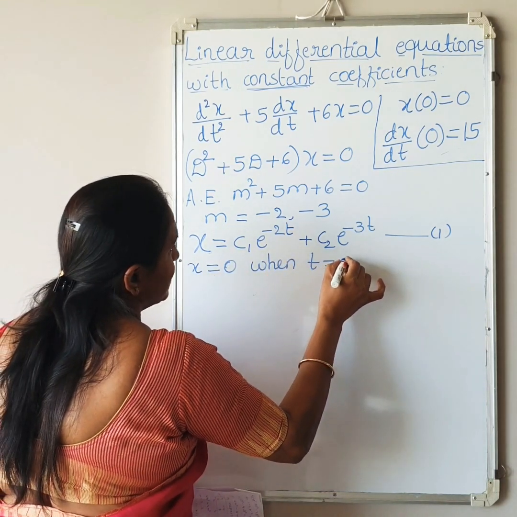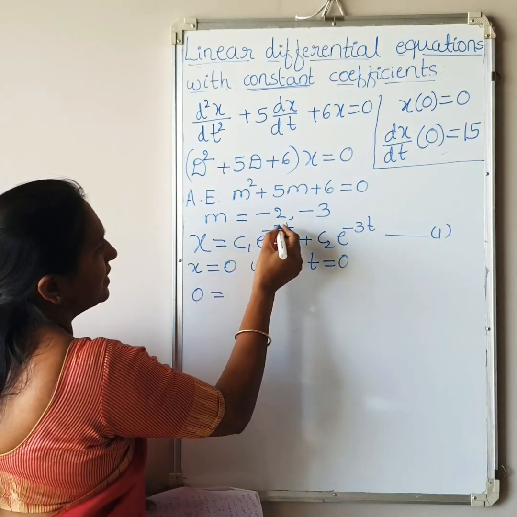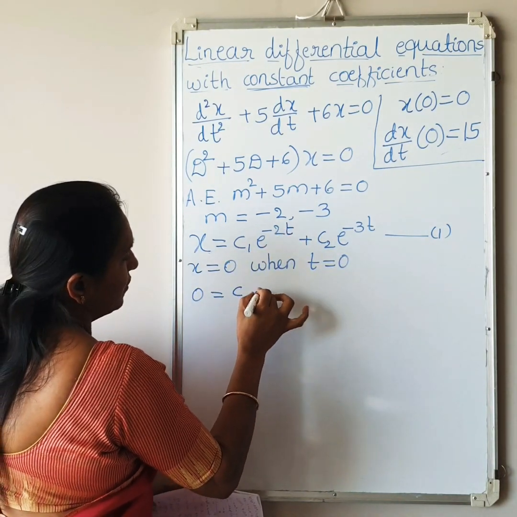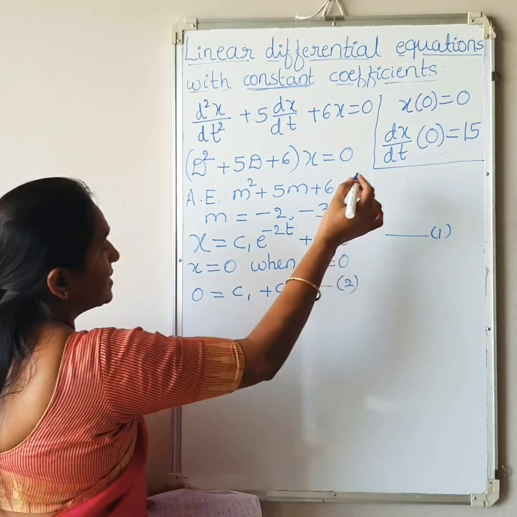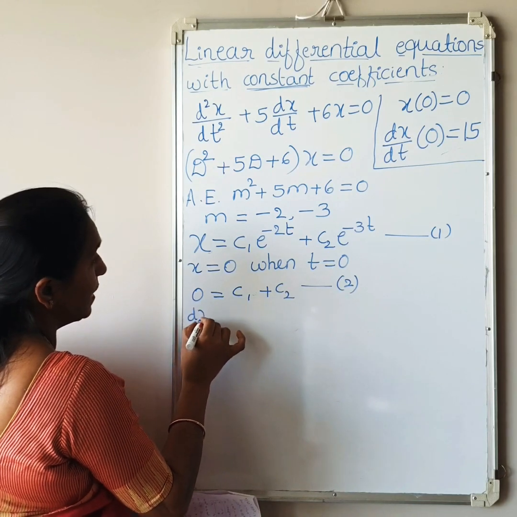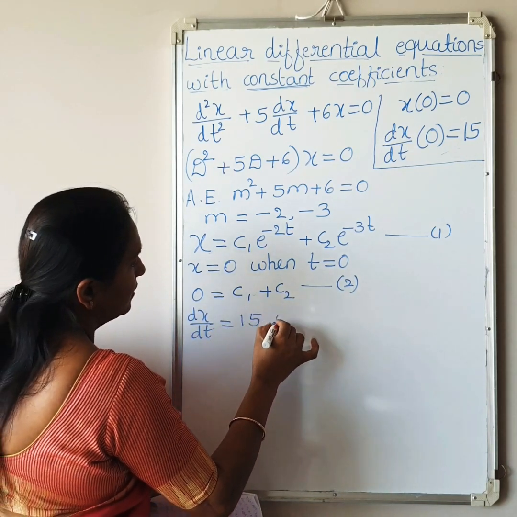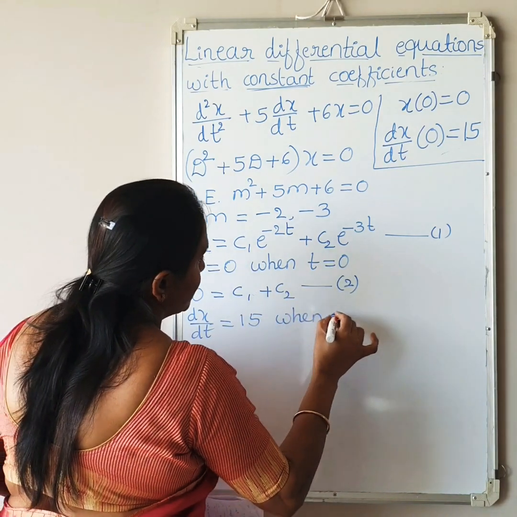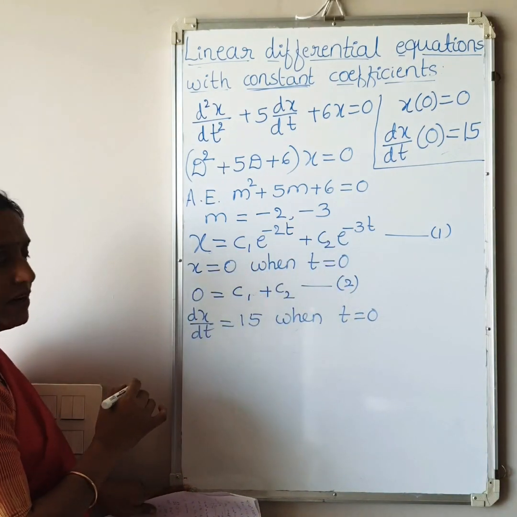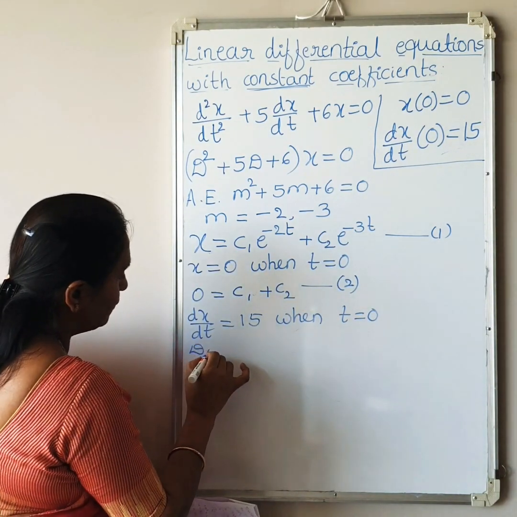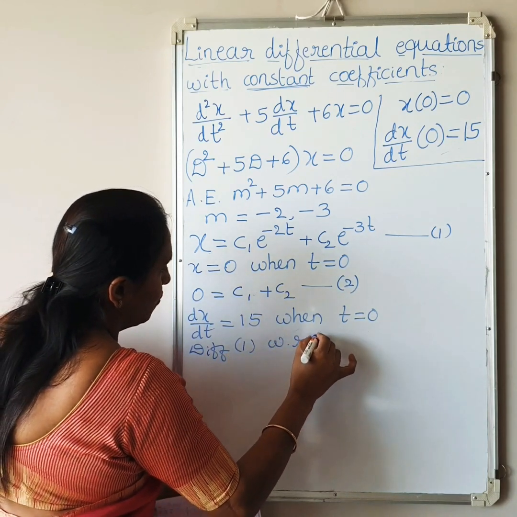So we will substitute this in equation 1. 0 is equal to c1 e raised to 0 is 1, c1 plus c2. Let this be equation 2. Next condition is dx by dt is equal to 15 when t is equal to 0. So here dx by dt is given. So we will differentiate equation 1 with respect to t. Differentiating 1 with respect to t, what will we get here?